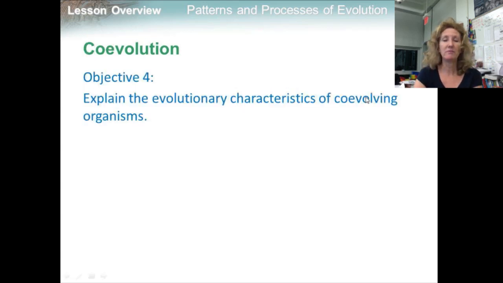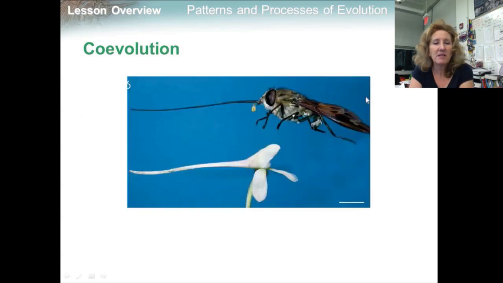Finally, objective 4, explain the evolutionary characteristics of co-evolving organisms. Sometimes the life histories of two or more species are so closely connected that they evolve together. The process by which two species evolve in response to changes in each other over time is called coevolution. Coevolution of flowers and pollinators is common and can lead to unusual results.